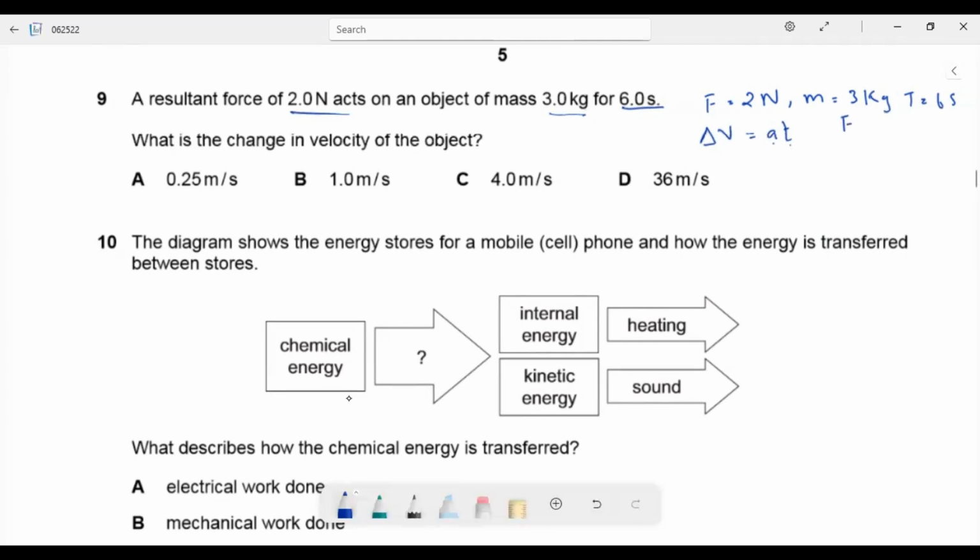For finding acceleration, we can use this formula. F is equal to ma, that is a is equal to F by m. F is given as 2 Newton and mass is given as 3 kg, that is 2 by 3. So substitute this here. Acceleration is 2 by 3 and time is 6. So it is 2 into 2, that is 4 meter per second. So your right answer is C, 4 meter per second.